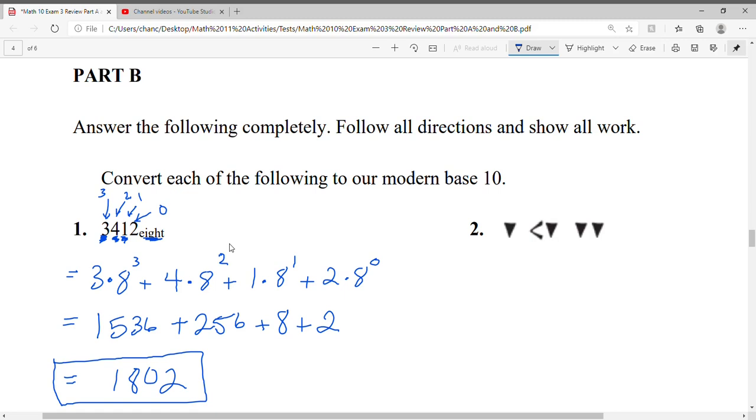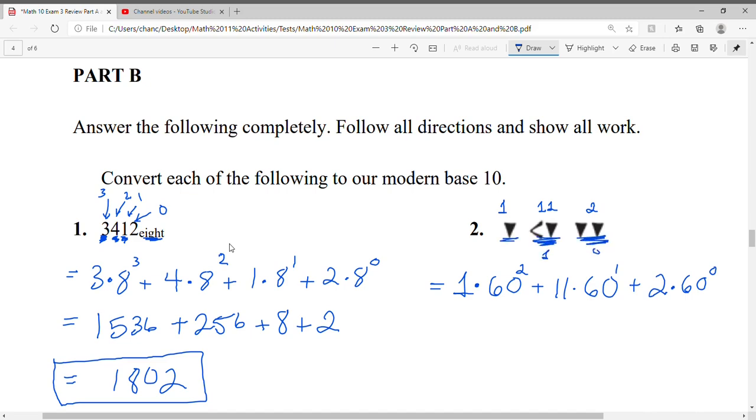Let's look at question 2 now. I want to convert this from Babylonian to base 10. Remember, their base system is base 60. This is equivalent to 1. This is equivalent to 11. And this is equivalent to 2. But remember, we're talking base 60 here. So this is 1 times 60 to the second power plus 11 times 60 to the first plus 2 times 60 to the 0. Again, this one is an exponent of 0, this one's an exponent of 1, and this one's an exponent of 2.